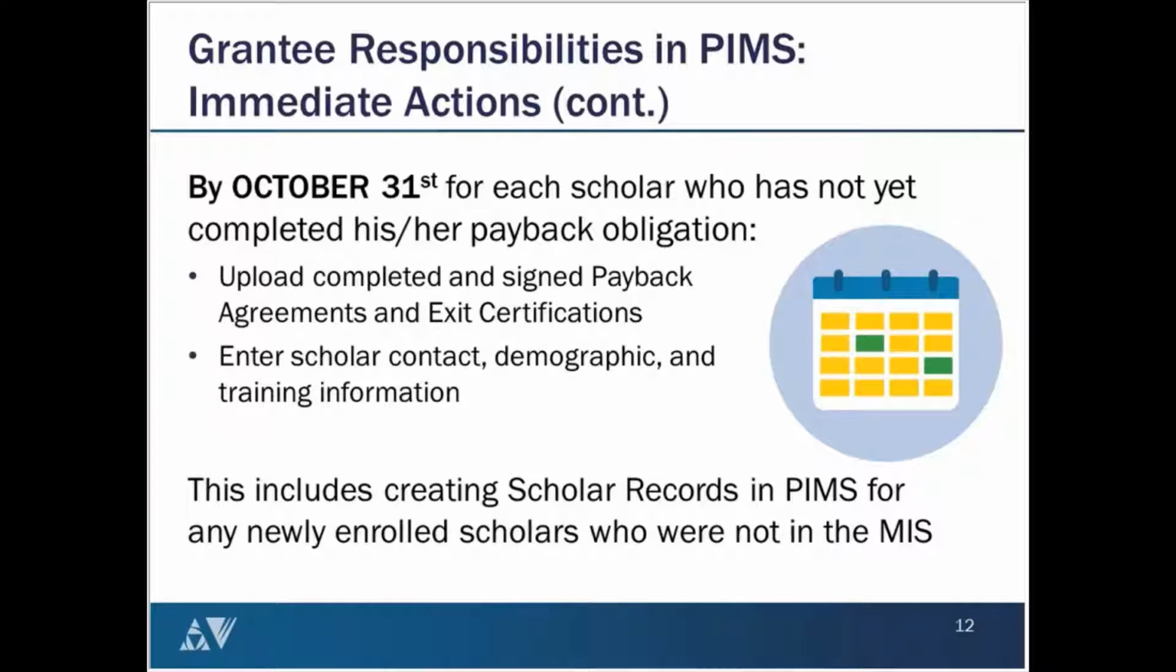So in terms of the requirements or actions that you would need to take to update and submit the scholar record for each scholar who has not yet completed either the program and their service or their payback obligation, the two major activities are to upload completed agreements that are applicable to the scholars, so payback agreements, and if they have exited the program, to ensure that they have a completed exit certification included, as well as, I mentioned earlier, entering scholar contact information, demographic information, and training information as part of their scholar record. And again, this includes not only scholars who were previously within the MIS system, but also those that have enrolled since the MIS system itself.